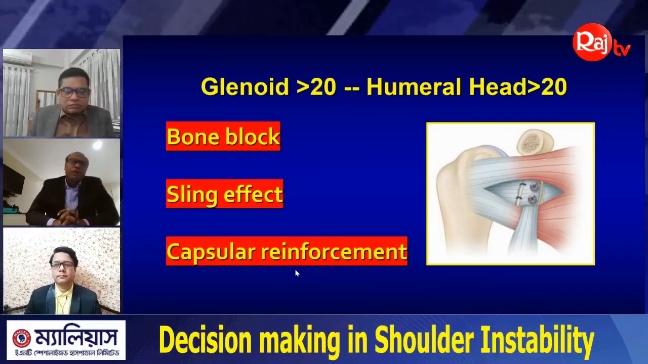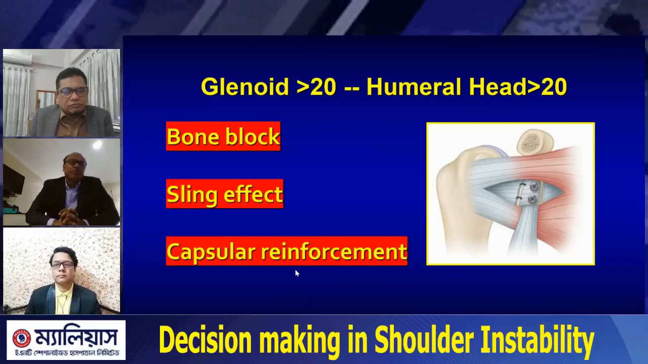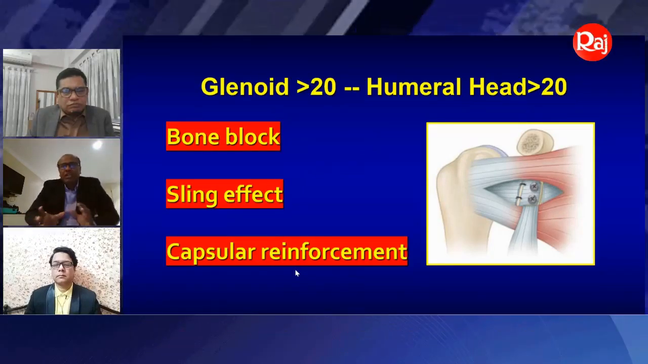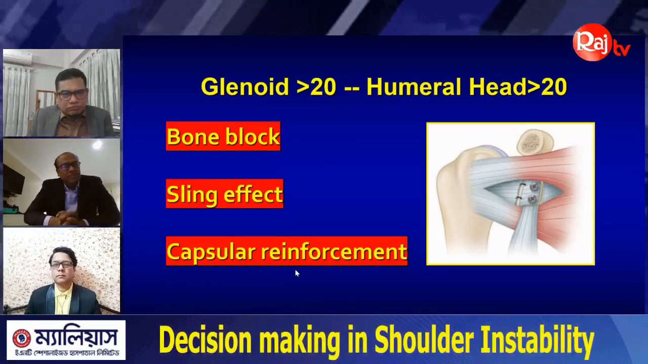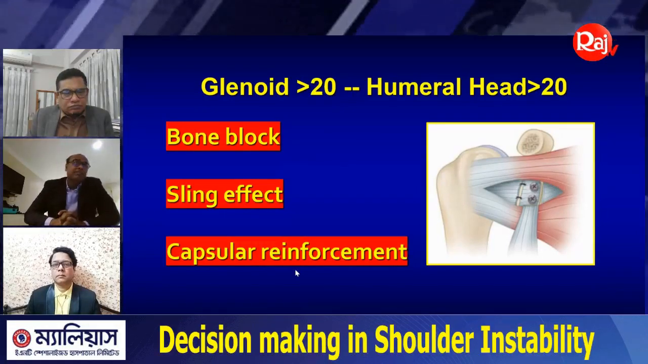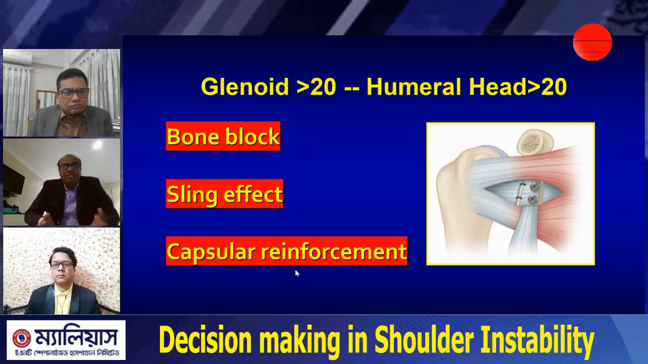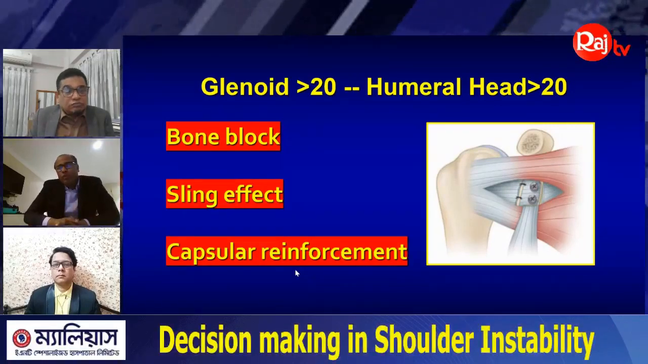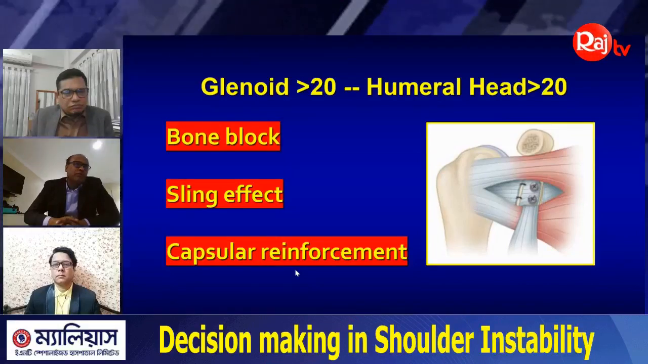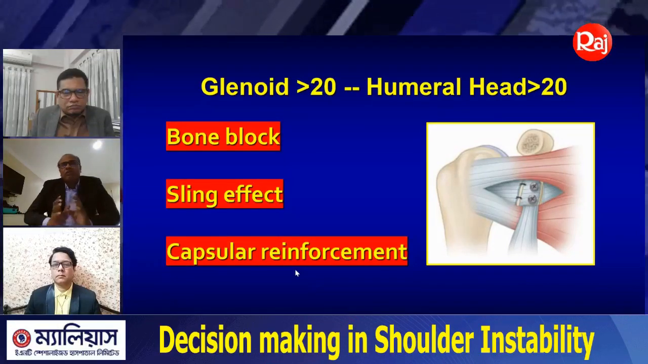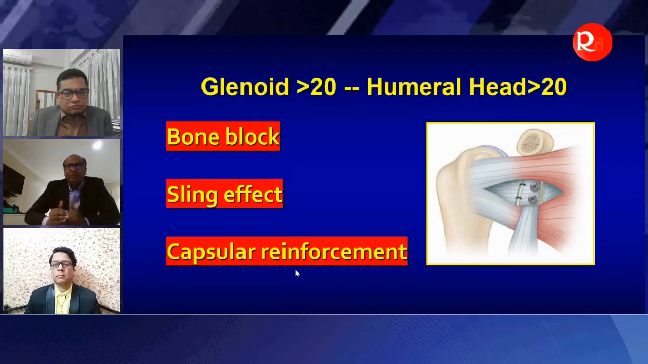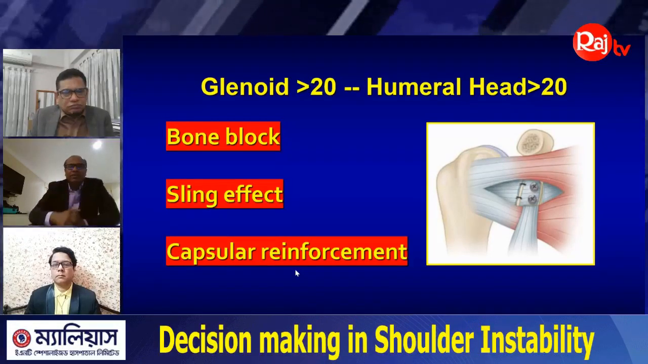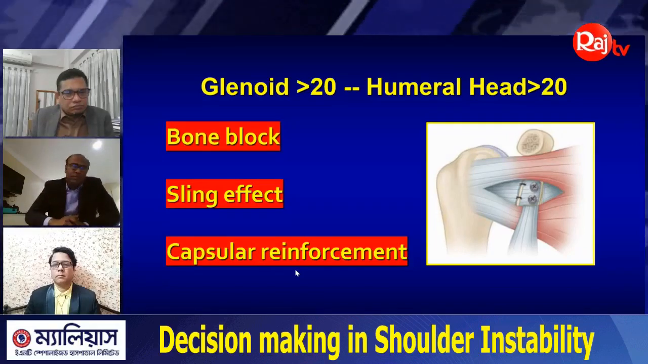So now you have a third type of group of patient, where you have glenoid bone loss of more than 20% and humeral head bone loss of more than 20%. And here, these are the challenging cases. Multiple-time dislocator, young patient, very dynamic, very active. So now your soft tissue procedure will not work. A soft tissue procedure, anterior and posterior combination, will also not work because you have a bone defect in the glenoid. So you have three options.